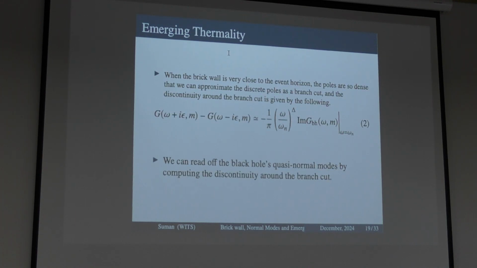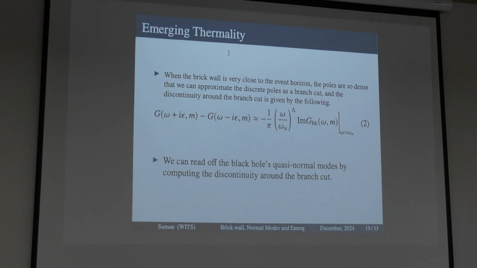So in the limit when the poles are so dense that you cannot differentiate the poles and a branch cut, you can do the branch cut approximation and compute the branch cut discontinuity. If you compute the branch cut discontinuity, you will get the imaginary part of the black hole Green's function. So we can read off the black hole's quasi-normal modes and some other properties of the black hole Green's function by computing this discontinuity. And you get the right answer. This is what we were discussing in the beginning.